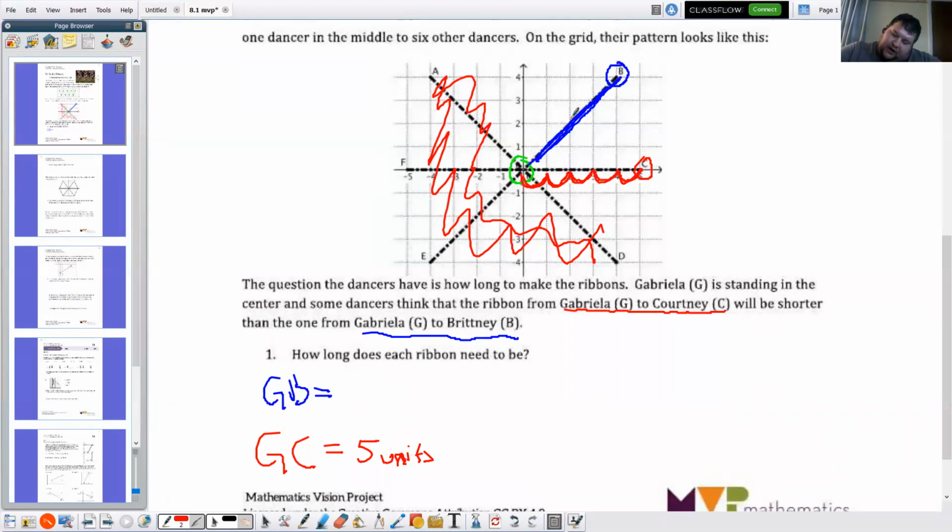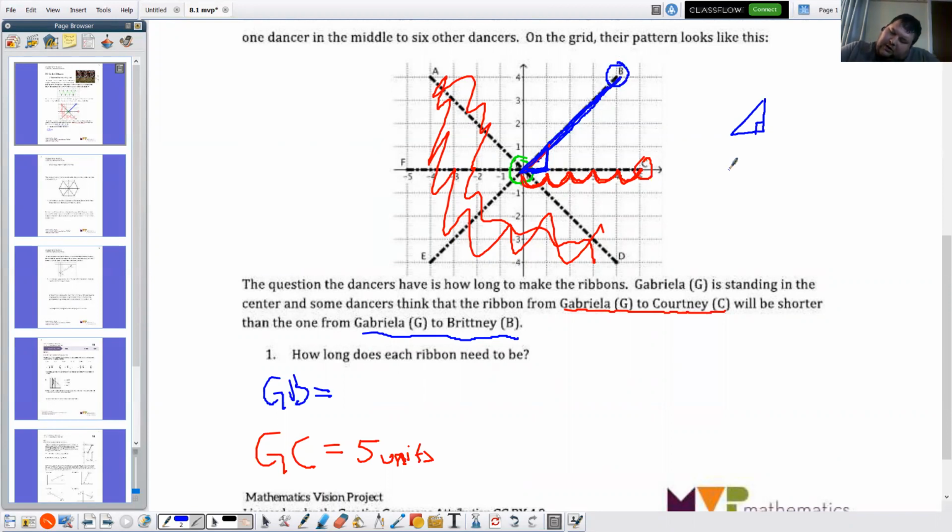Okay, and then we have GB here. So this one we got to figure out. This is a little bit harder. So this from here to here is not a single unit. It's not one unit because a unit is one here and one here. Okay, so we're looking at one here and one here. What does this look like right here? Okay, I would call that a right triangle. And what do we know about right triangles?